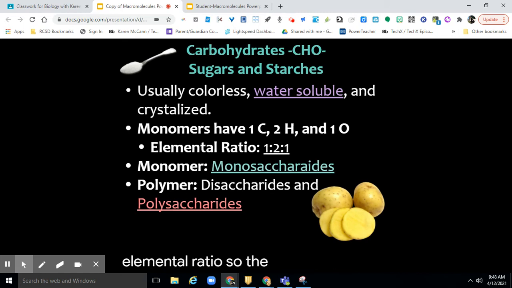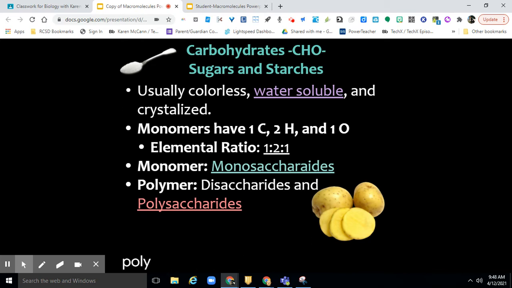So the monomer of carbohydrates is monosaccharides. And the second A in here is not correct. It should not be there. Okay? Or it should be over here. I can't remember which way it goes. Remember, mono means 1. Saccharide actually means sugar. So monosaccharide is a single sugar.